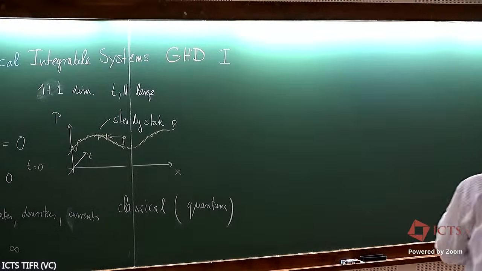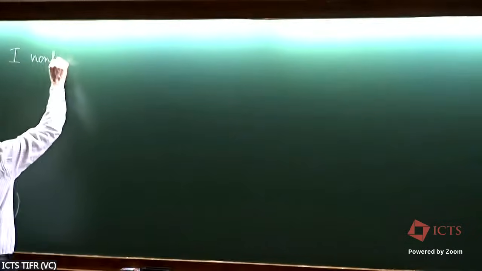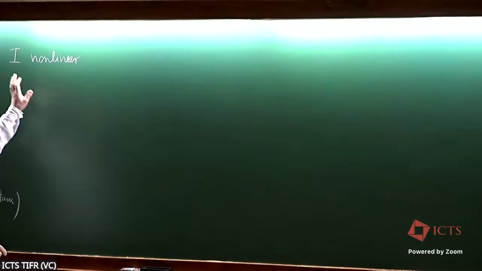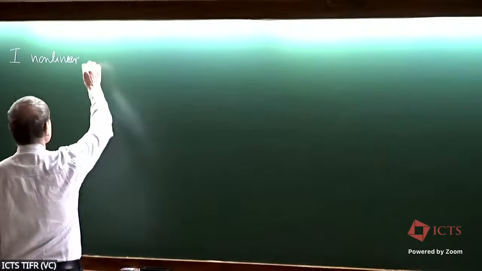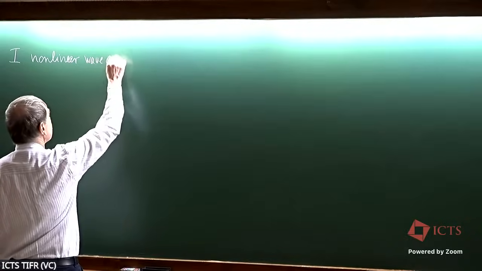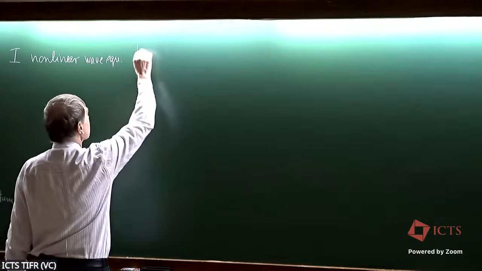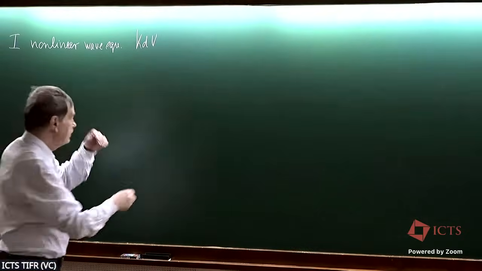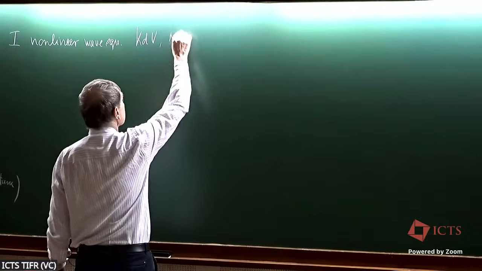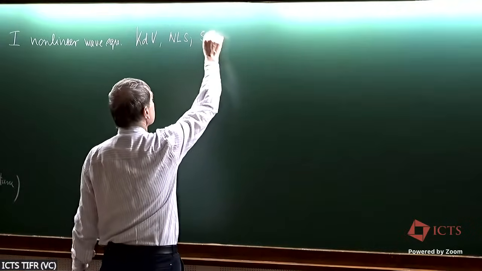Okay, so now the question: what kind of systems do we look at? In this lecture we'll not cover everything, but I want to give you a slightly broader feeling. First of all, there are nonlinear wave equations. I'll just give you the names. The Korteweg-de Vries equation is somehow the most famous equation in this area. Then you have the nonlinear Schrödinger equation, and maybe the sinh-Gordon or sine-Gordon equations.